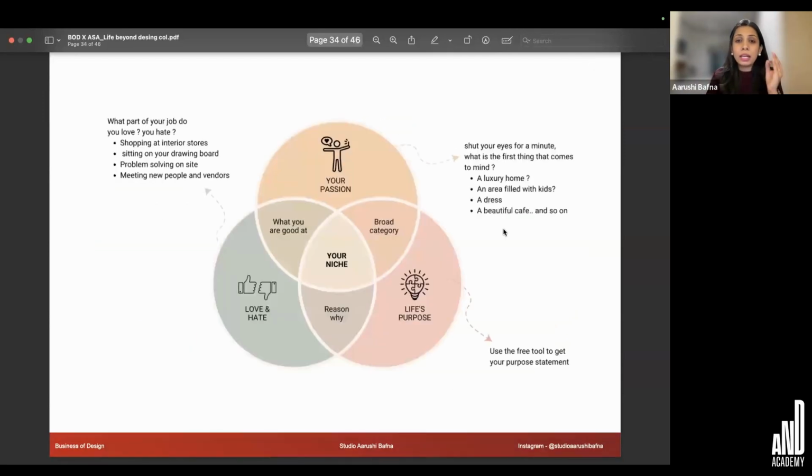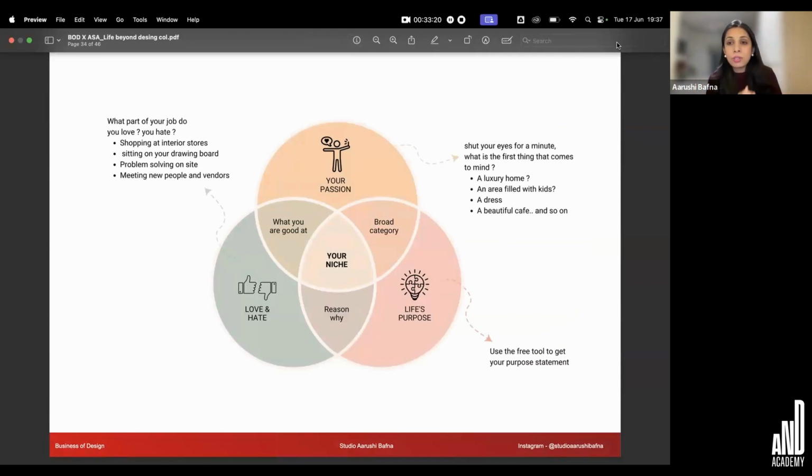Now, how do we select a niche? Your niche is basically a culmination of three things. One, your passion. How do you find your passion? Not just by telling yourself, okay, I'm great at art, that's my passion. This is a scientifically proven activity. Take a screenshot, shut your eyes for a minute. The first thing that comes to your mind is your passion.